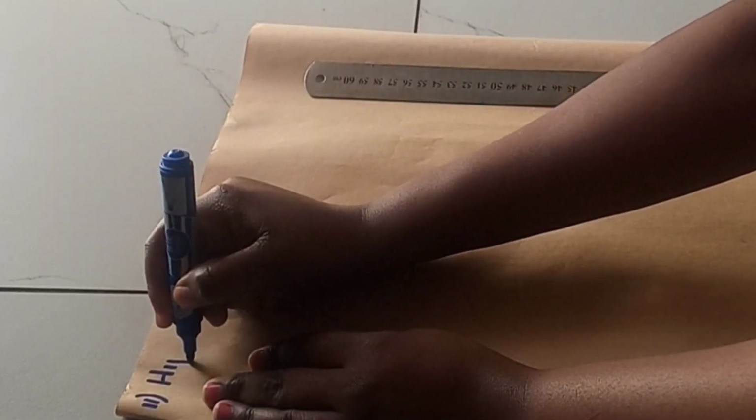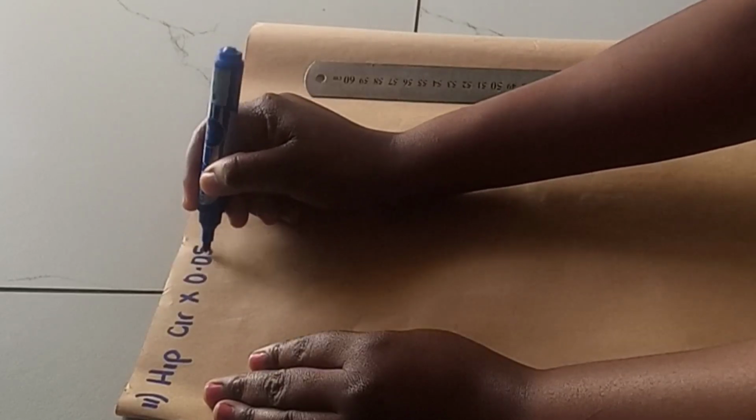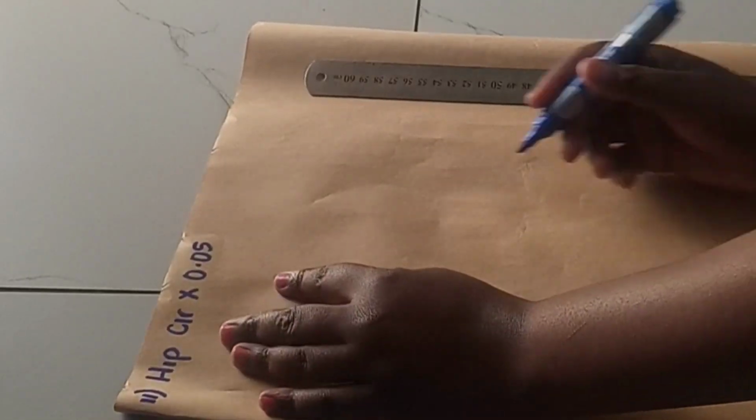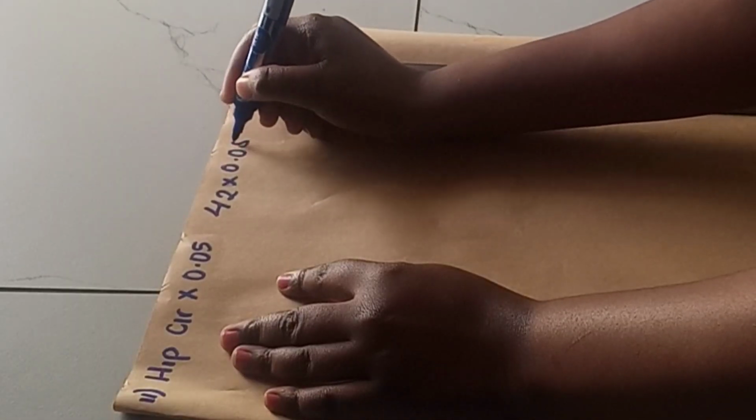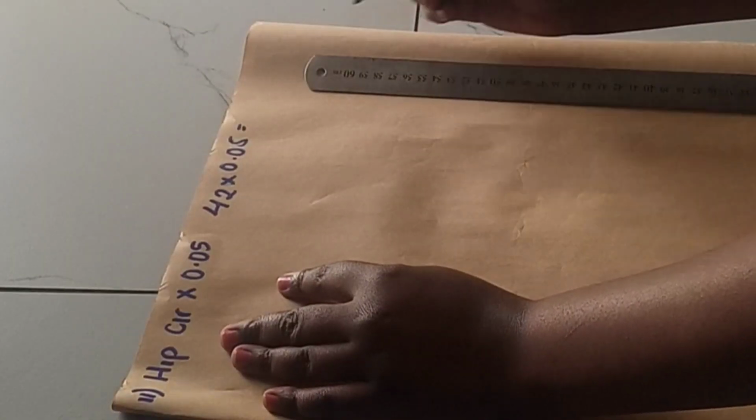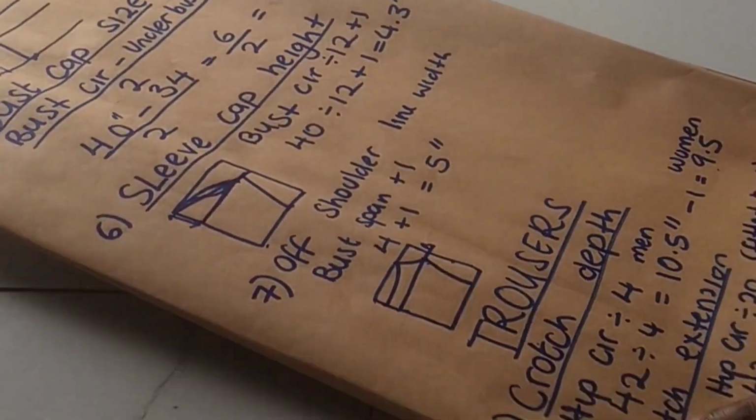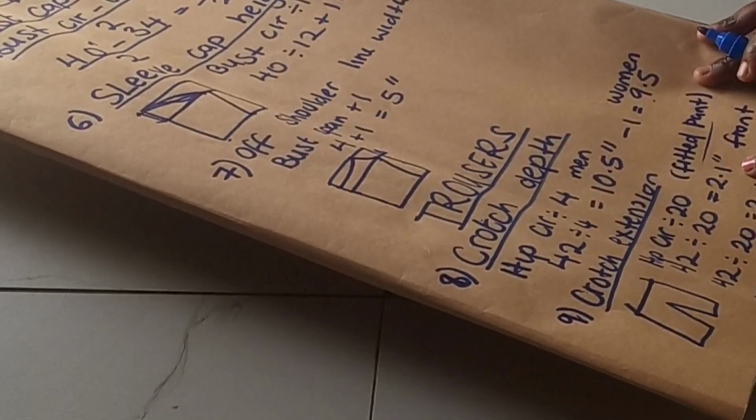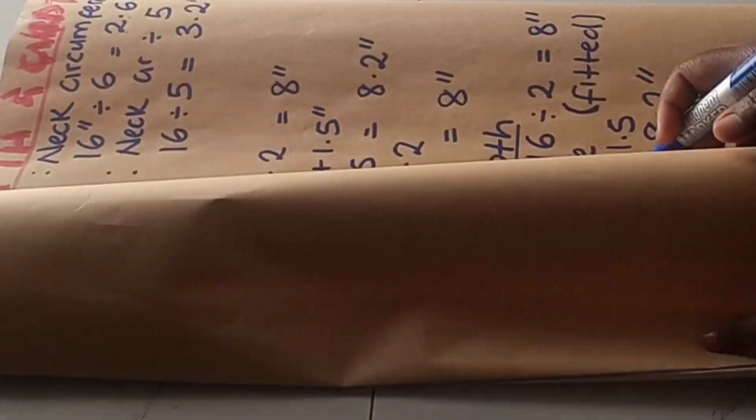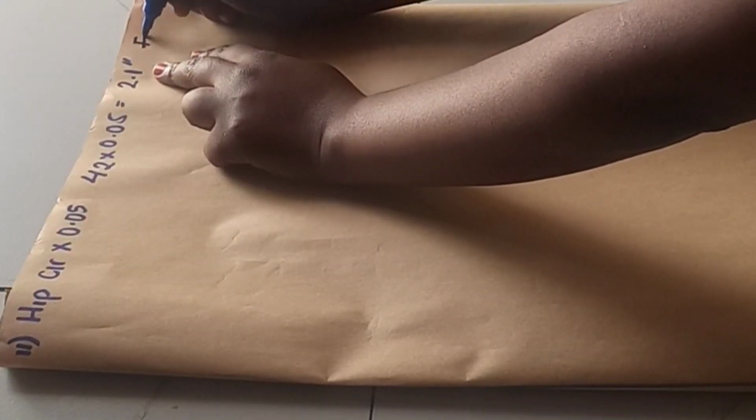Then another method to get the crotch extension is hip circumference times 0.05. It's not an inch or centimeter. It should just be used the way it is, whether you're using centimeters or inches. So when you multiply that, you get 2.1 inches. As you can see, it's similar to the other method, where I've gotten 2.1 inches. Then this is for the front piece.